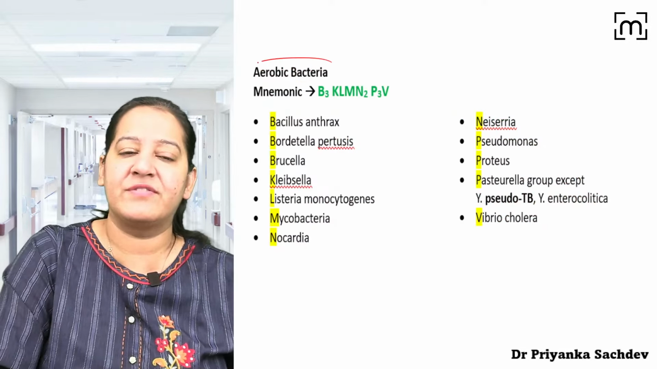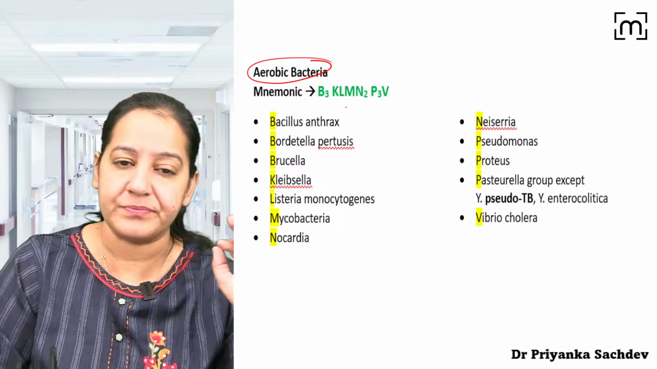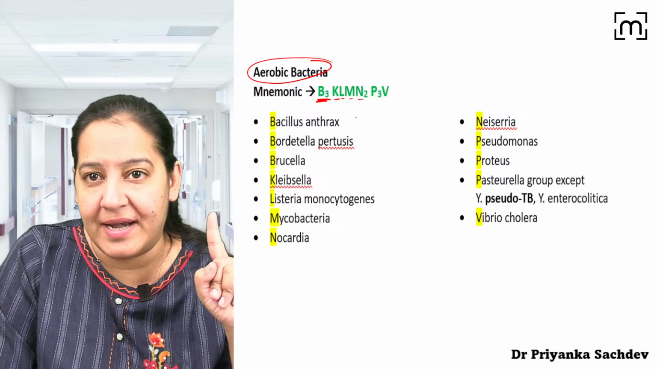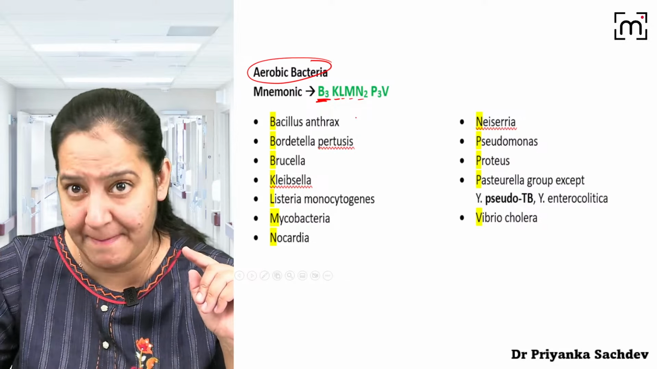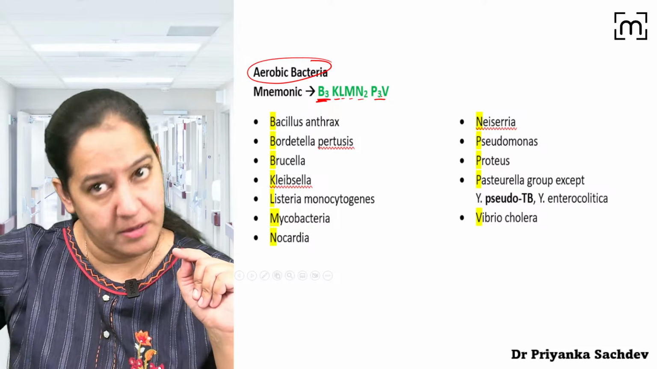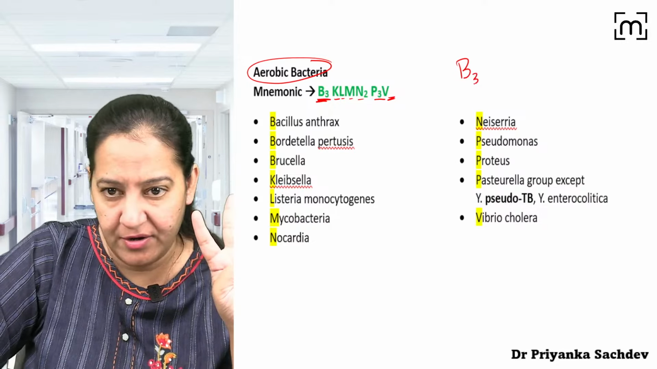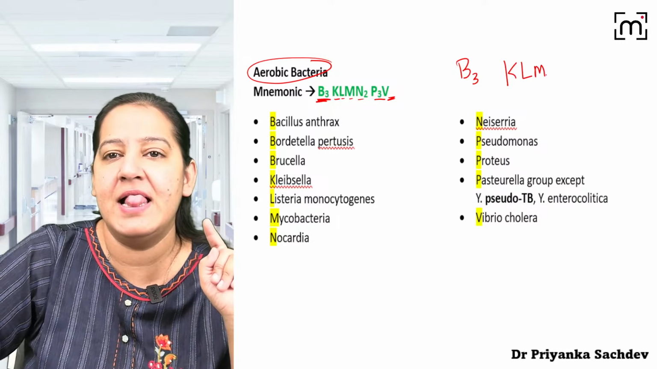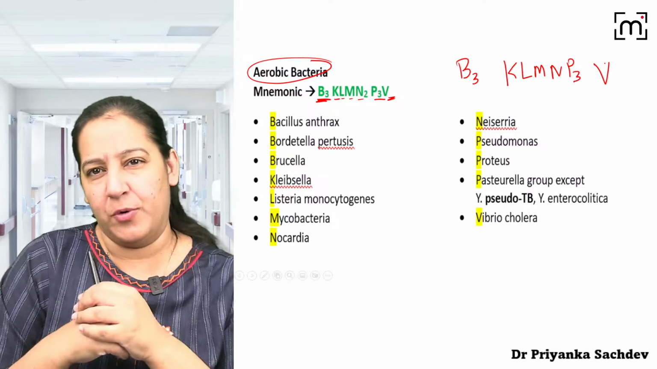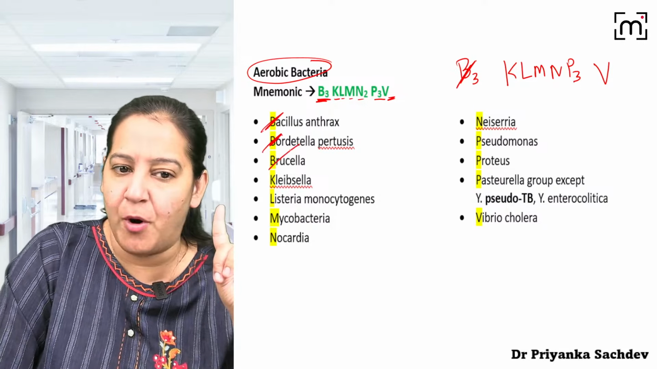Now tell me the names of the aerobic bacteria. Aerobic bacteria are many, so there is a mnemonic for that also. The mnemonic is B3, triple B, then KLMN. In the alphabet there is KLMN, then OP, but there is no O, only triple P, and in the end we have V. Let me write: B3, K, L, M, N, no O, then triple P and V. This is the best I can compile. So there are 3 B's: Bacillus anthracis, Bordetella, Brucella.